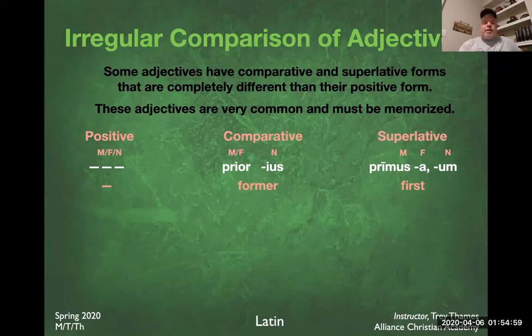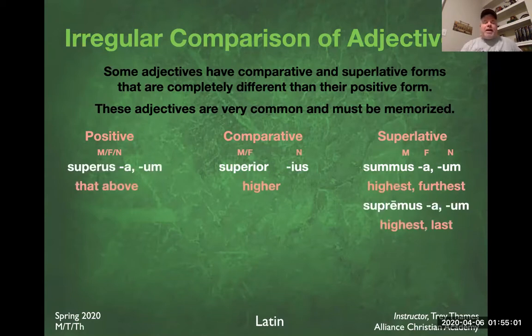And then the last one here is superus, meaning that above. The comparative form is superior, superius, meaning higher. And the superlative form is summus, meaning highest or furthest. In this form, it actually has a secondary form, supremus, with just a little nuance different. It can mean highest and last. Highest and last. So you've got to memorize that one. It has two different forms.